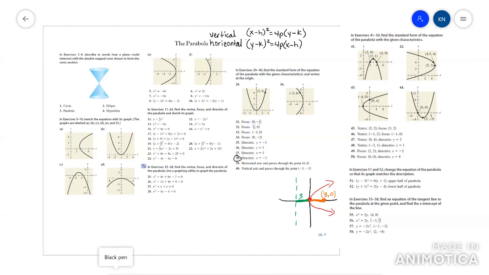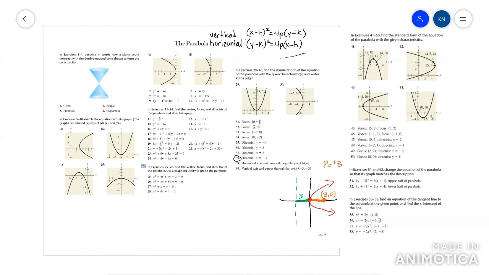All right. So I know that since it opens to the right, your p-value is positive, and that distance from vertex to focus is 3. So that makes my p-value positive 3. So now I can just write my equation down.